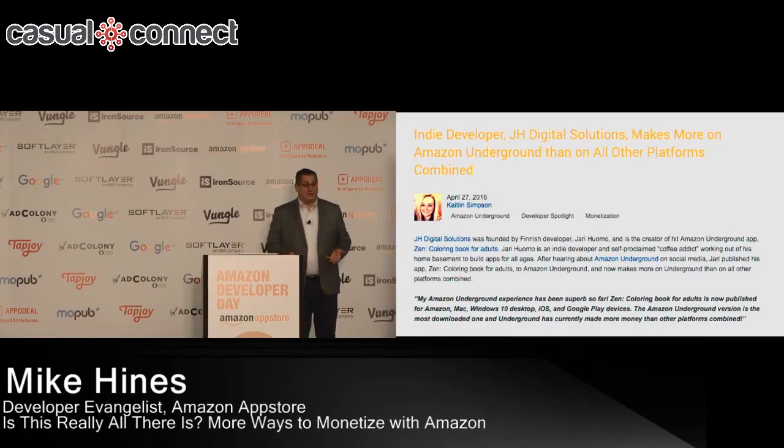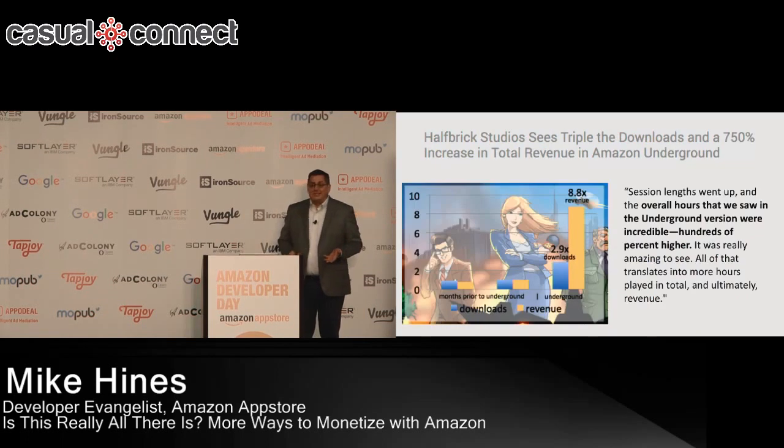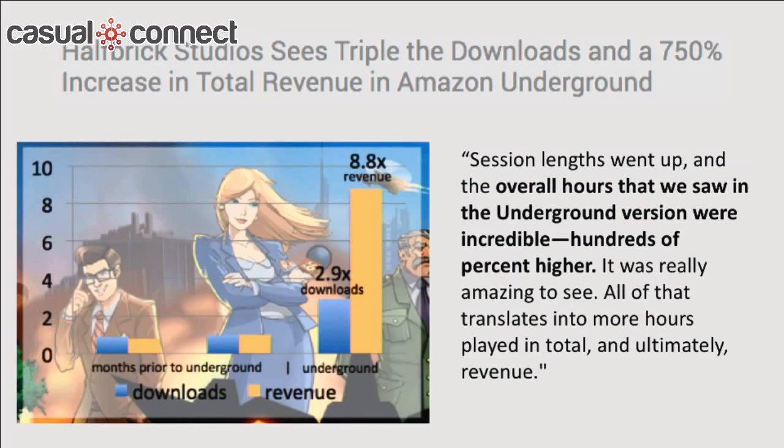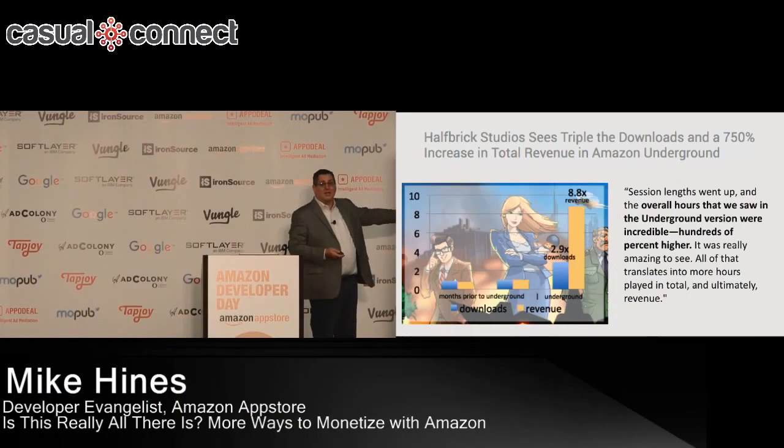And it's not just indie developers that are benefiting from Amazon Underground. It's actually bigger developers like Halfbrick too. Take a look at the chart here. On the left, we took their Amazon App Store sales and normalized that at 100%. So the bar graph on the left should be around 1, signifying 100%. When they moved their game to Amazon Underground, you'll find that their downloads actually increased 290%, 2.9 times the number of downloads, and the amount of revenue they made went up 880%, 8.8 times the revenue that they had been making under their regular traditional models.